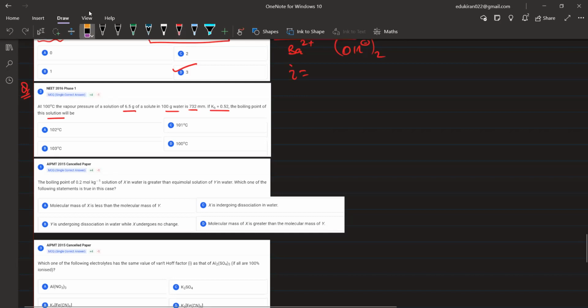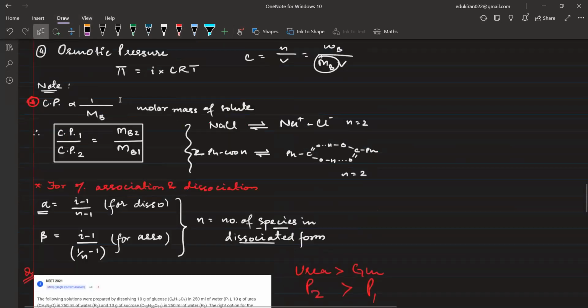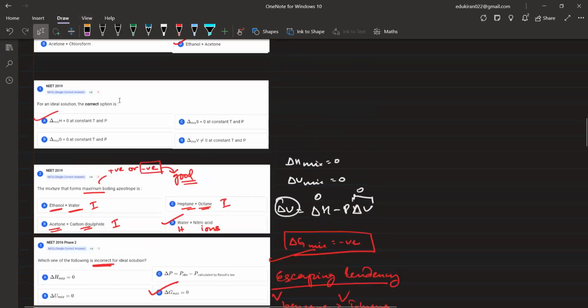See, in this question you will use two things. One will be RLVP. From RLVP you will get the number of moles of solute. And after that, what will you use? Delta Tb. How to see? At 100 degrees Celsius, the vapor pressure of a solution of 6.5 gram solute in 100 gram water is 732 mm. Here you have the formula for relative lowering of vapor pressure. Use this formula.